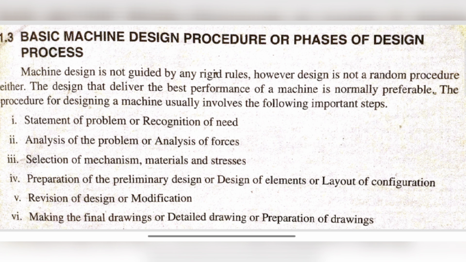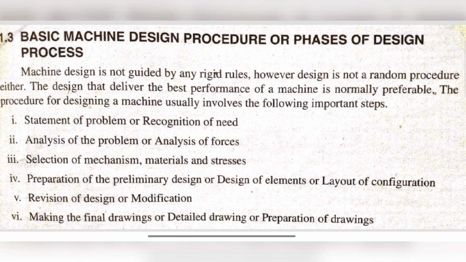The procedure for designing a machine usually involves the following important steps. The steps are: first one, the statement of the problem or recognition of need. Second one, an analysis of the problem or analysis of forces. Third one, selection of mechanism, material, and process.